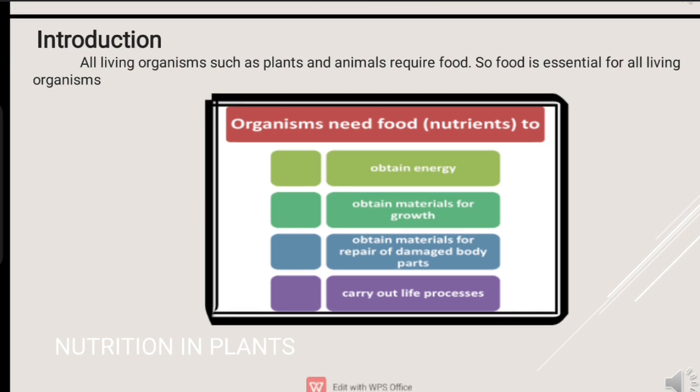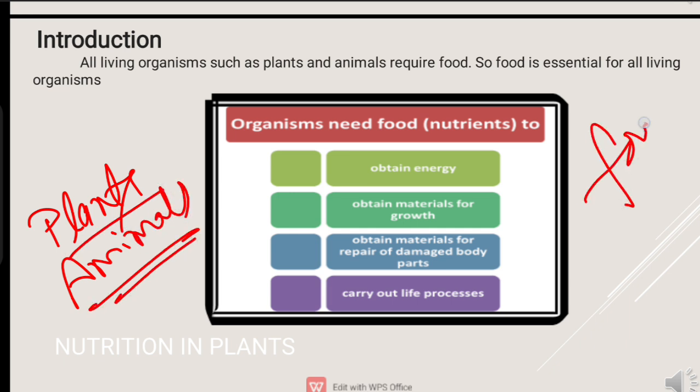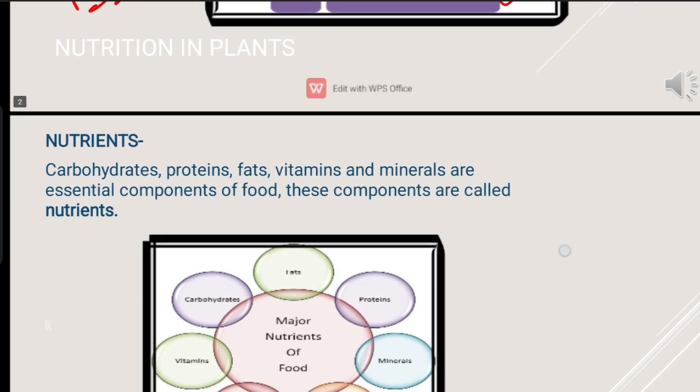Okay, first of all, we all know that all living organisms, plants and animals, need food for growth, to obtain energy, obtain material for growth, obtain materials to repair the damaged parts of the body, and carry out the life processes, various processes that are essential for our life.